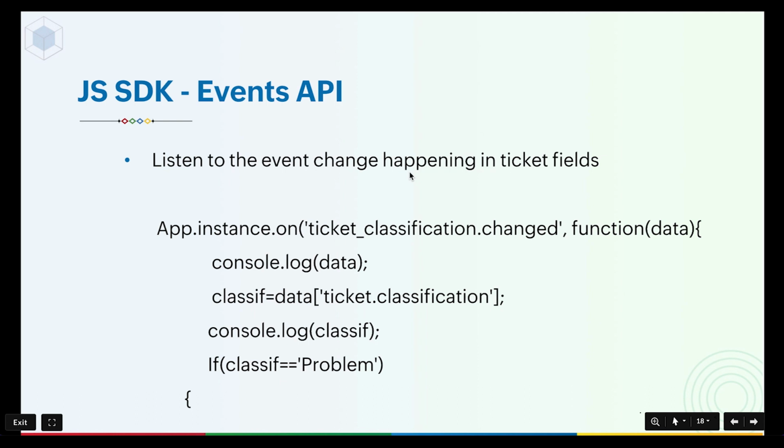Next, we will have to listen to the change event happening in the ticket fields. That is when the agent changes the classification of the ticket. This can be done using the JS SDK Events API. The Events API helps you incorporate custom functionalities in your extension when certain events occur in your Zoho Desk portal. Here, the ticket classification change event is captured. Upon event change, we check if the classification is problem, and when it satisfies the condition, we call the task creation API of Zoho Projects.